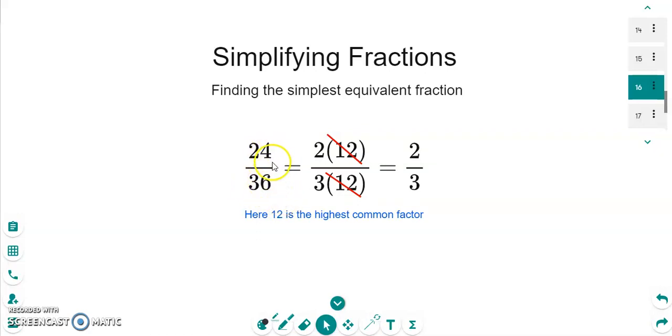12 is the highest common factor between 24 and 36. The top can be rewritten as 2 times 12 and the bottom as 3 times 12. The 12 at the top and bottom cancel and we're left with 2 over 3. So 24 over 36 equals 2 over 3. This is the simplest form of the fraction.